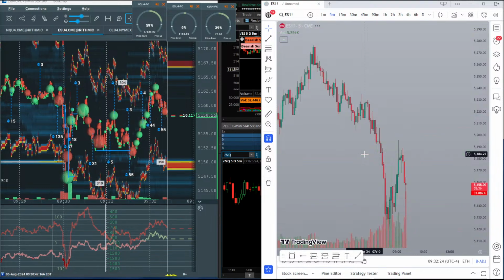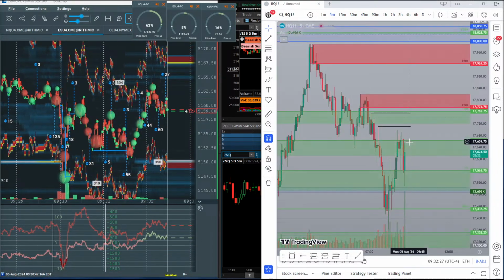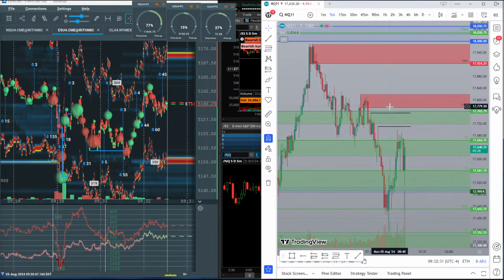So again, I'm looking for ES to come reject this area up here. NQ, come reject the supply zone up here. Again, we're looking for bearish plays today, guys.